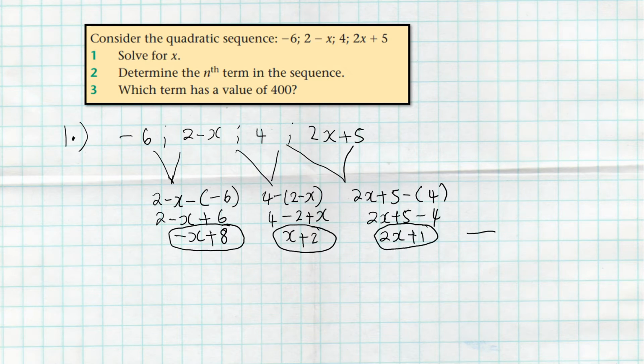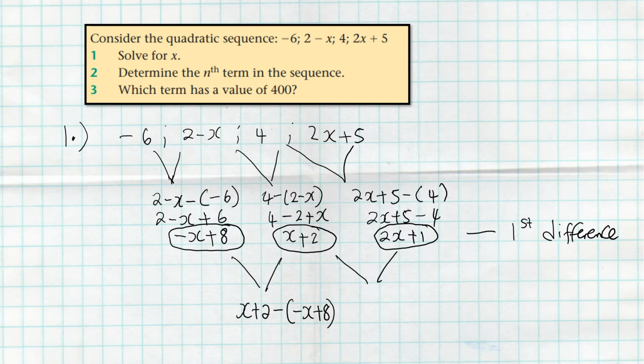So these are my first differences. They form a linear sequence, right? So we know that the second difference needs to be constant. So we can get the second difference by saying x plus 2 minus into minus x plus 8. Don't forget that after a negative, put whatever follows in brackets. Very, very important. Here it's going to be 2x plus 1 minus into x plus 2.